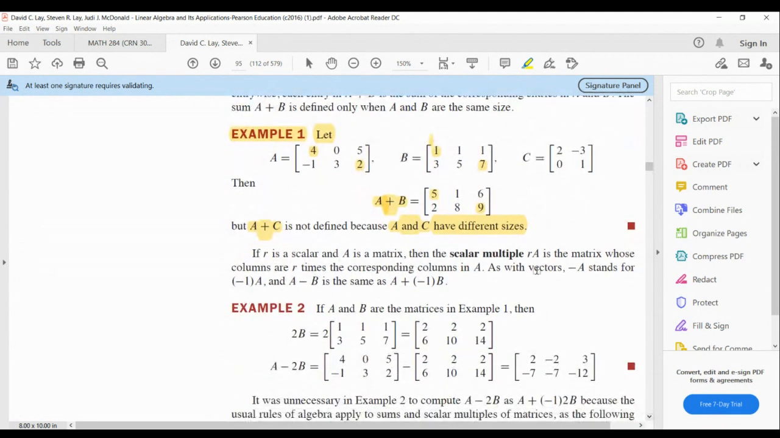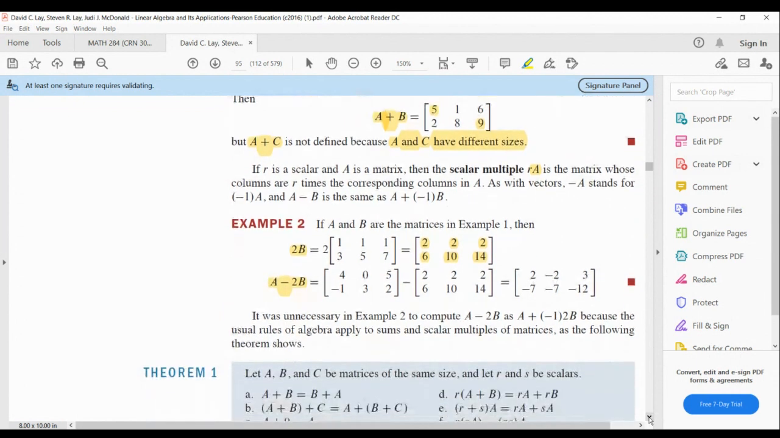Okay, now they also talk about a scalar multiple of a matrix A. Again, this is intuitive. So here, if you take that matrix B that you had in example 1, and you go 2 times B, well, all you do is you multiply every element of the matrix B by 2. So now you know how to multiply a scalar by a matrix. And then, of course, you can take the difference between a matrix A and 2 times the matrix B. You can just do the allowed arithmetic, and everything follows nicely. So this is very intuitive.